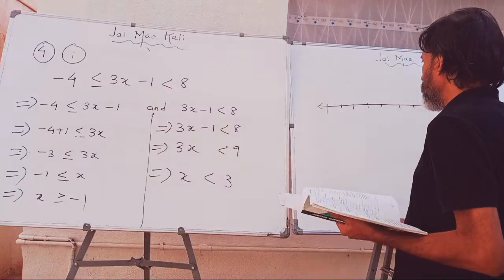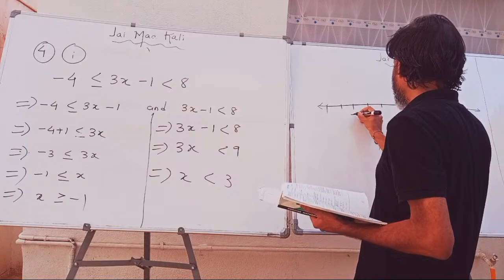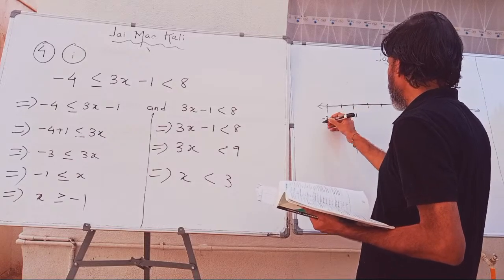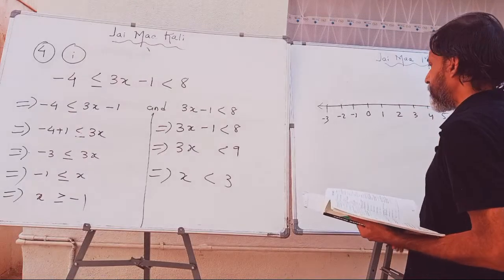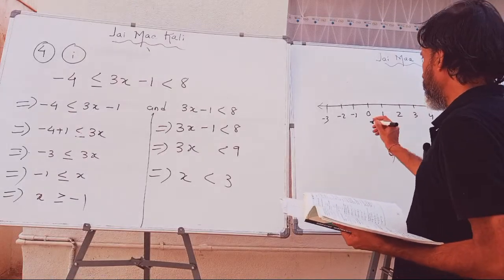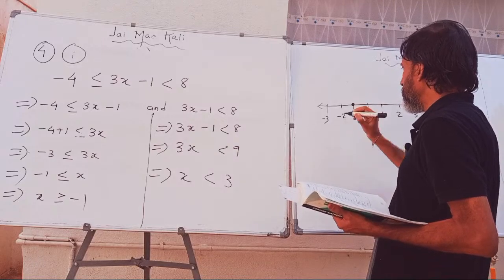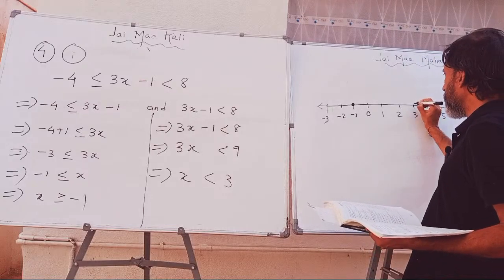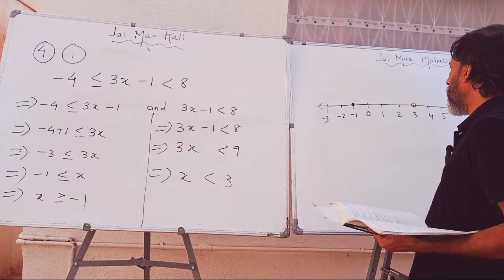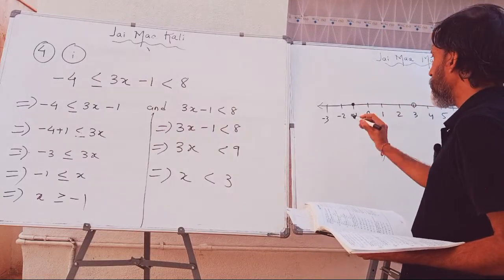Okay. So let this be x is greater than or equal to minus 1, right? So let's say this is minus 1, minus 2, minus 3, 0, 1, 2, 3, 4, 5. Now, x is greater than or equal to minus 1, which means minus 1 is included. So a dark circle. x is less than 3, which means 3 is not included. Hollow circle. And every value in between these two circles is included.